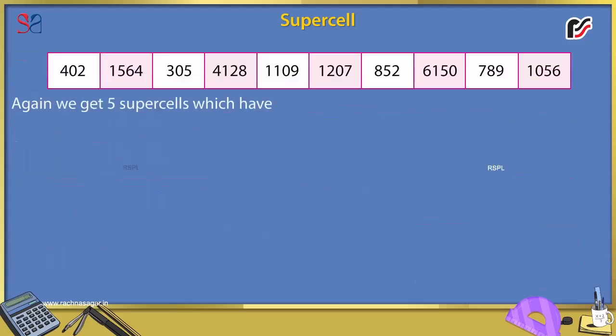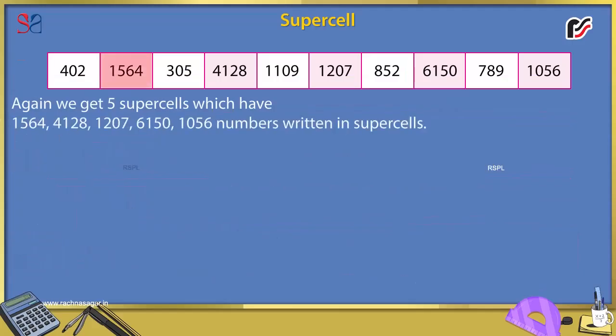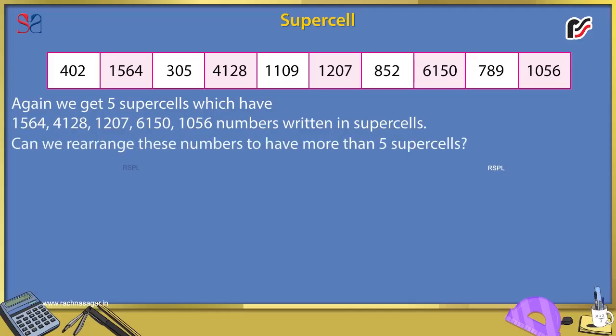Again, we get 5 supercells which have 1564, 4128, 1207, 6150, 1056 numbers written in supercells. Can we rearrange these numbers to have more than 5 supercells?